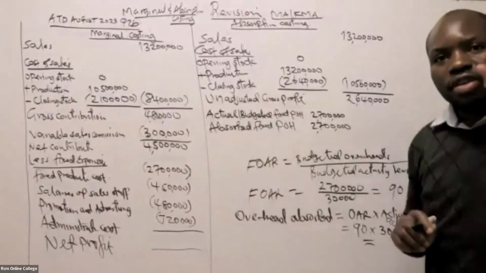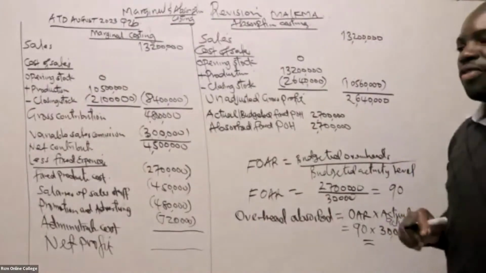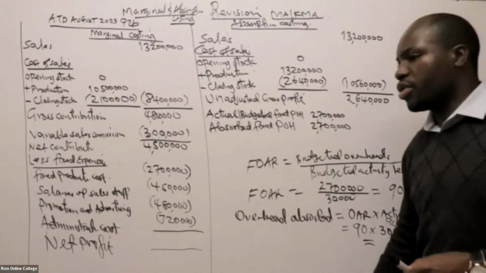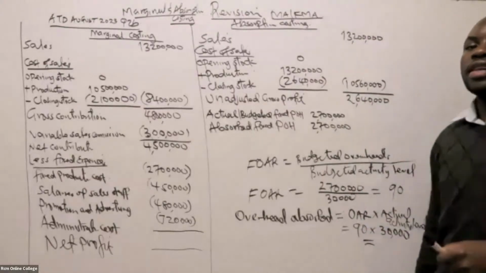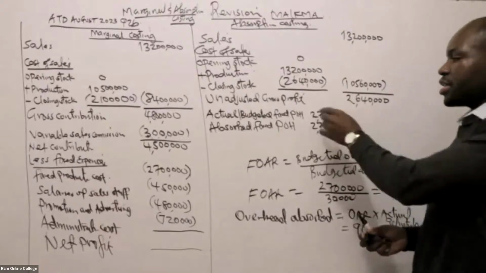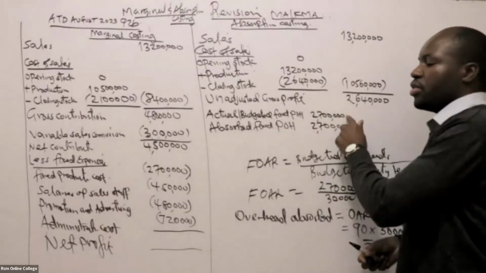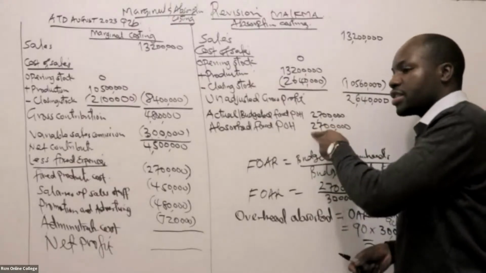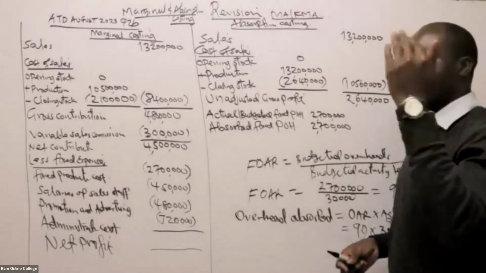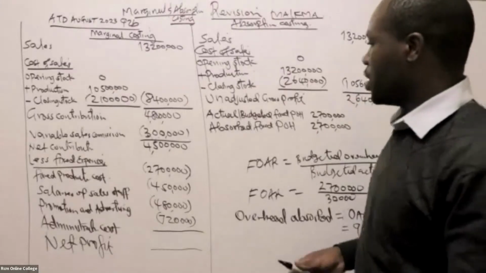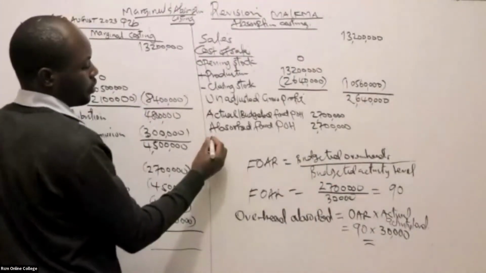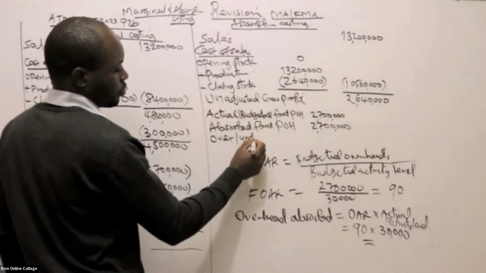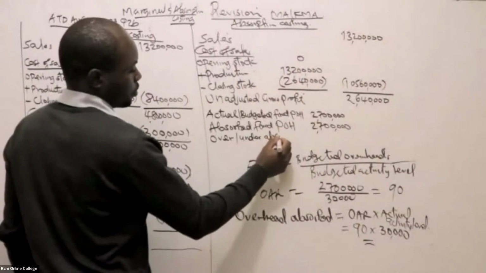2,700,000. We don't have this animal called over or under absorption of overheads, which you are taught in the last part of topic number 4. The real expense is 2,700,000. What was absorbed into the production process is the same as the real expense. We don't have over or under absorption. So we now come here and talk about over or under absorption.